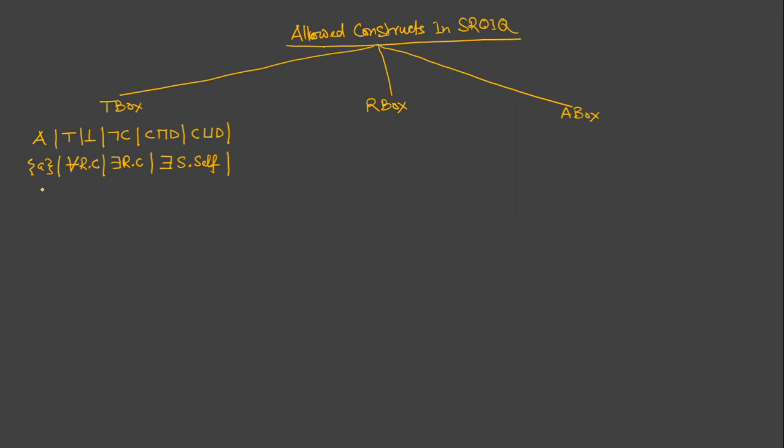Also allowed are the qualified cardinality restrictions: the max cardinality restriction, less than or equal to n S.C, and the min cardinality restriction, greater than or equal to n S.C. I replace R with S with an intention: as mentioned earlier, only simple roles are allowed to participate in self and the qualified cardinality restriction. So S stands for simple roles. But you can use any complex role in the case of universal restriction as well as existential restriction.